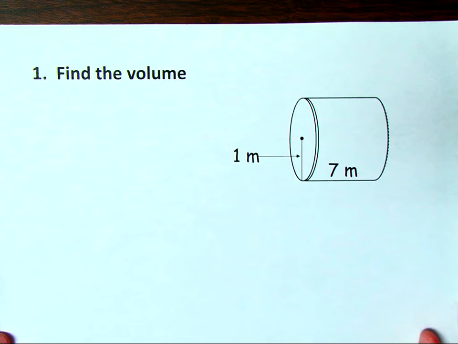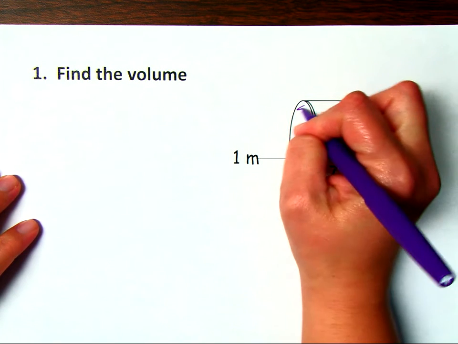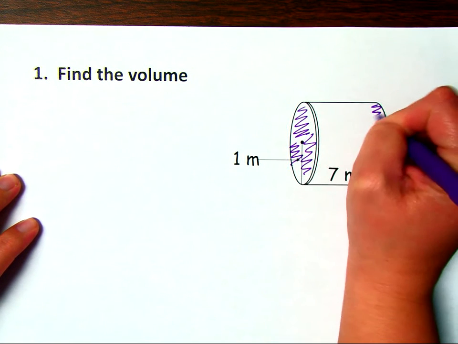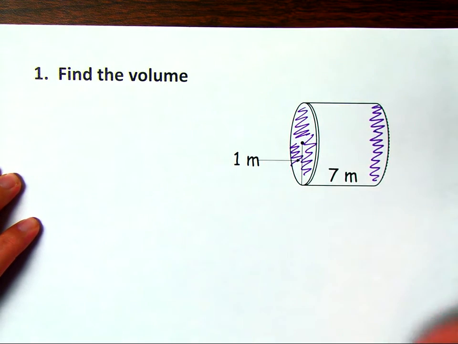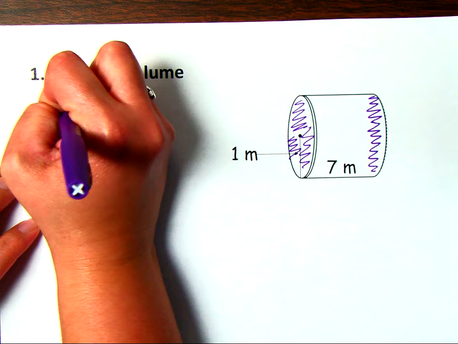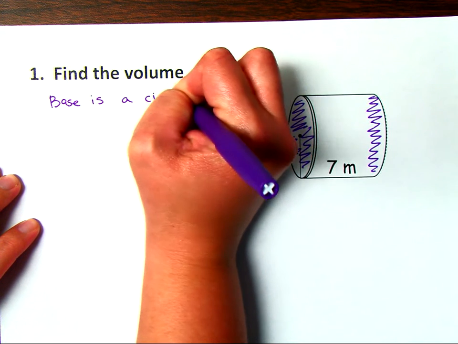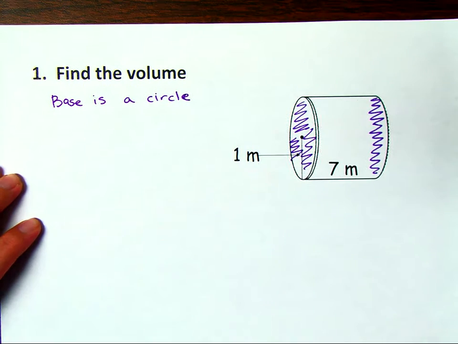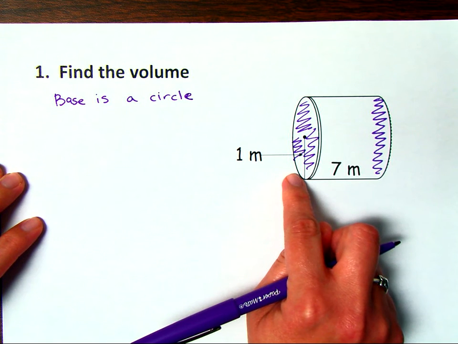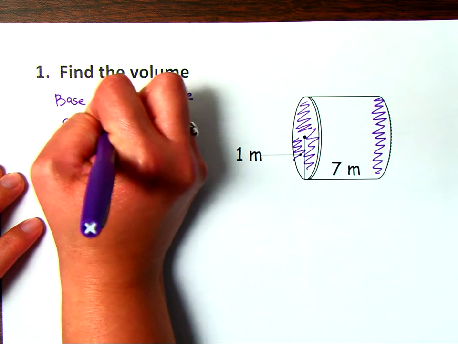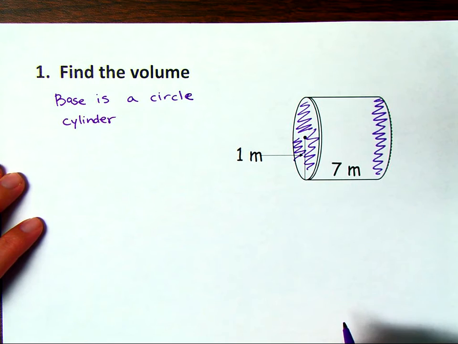So here we have, it looks like a prism, but at closer look, we can see right here, that's why we always want to shade the base. So the base right here is a circle. So it looks like a prism, but if you have a base of a circle, it's a special kind of prism. We're going to call that a cylinder. Okay, so the cylinder is when your base is a circle.